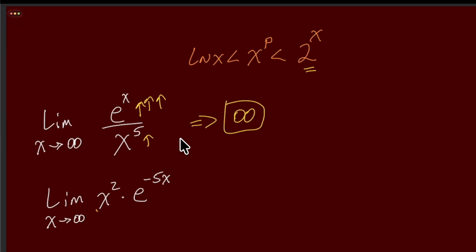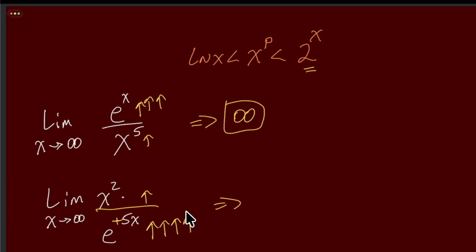Finally, with this last limit, we're going to do the same thing that we did with the first one. We're going to take this and bring it down, and when we cross the fraction line, we change the sign of the exponent. So this becomes e to the +5x. And when we go towards infinity, looking at our list, this is going to go much, much faster than the numerator. Therefore, this whole entity is headed towards 0.